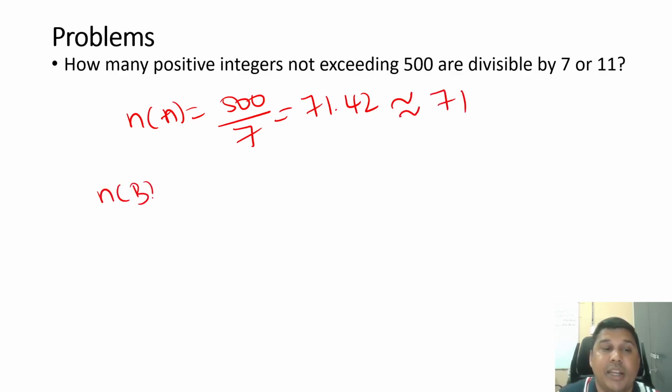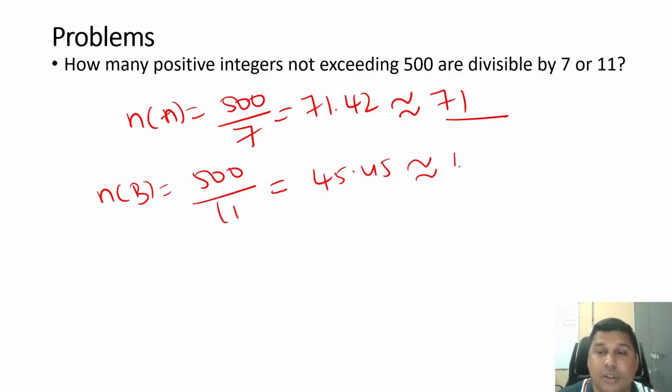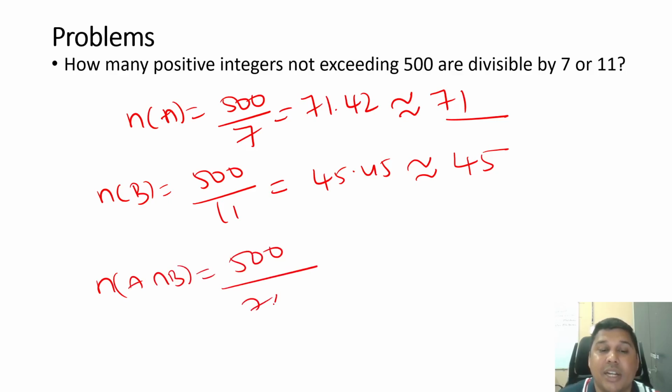Similarly, n of B is nothing but 500 divided by 11. How many elements are there which are only divisible by 7 is 71. Which are only divisible by 11, we have to find out. So it is 500 divided by 11, 45.45. We will take the floor value, that is 45. Now, how many elements are divisible by both 7 and 11? n of A intersection B. So it is about 500 by 7 into 11. That is 77. You have to divide it. So you get around 6.49, so we take it as 6.